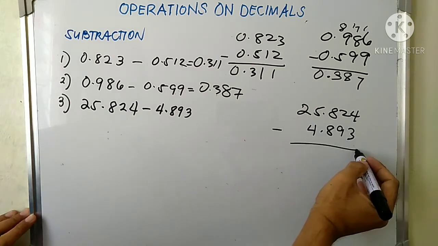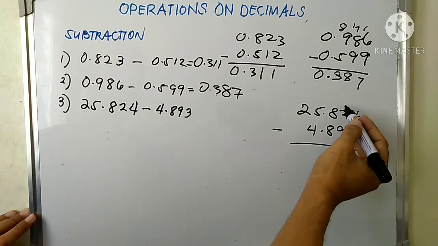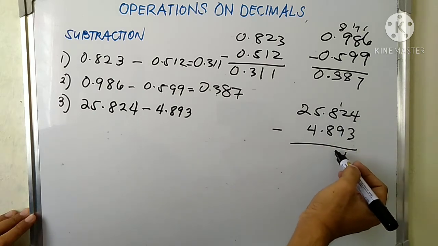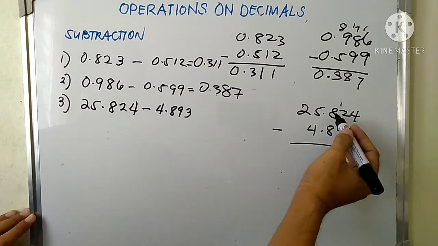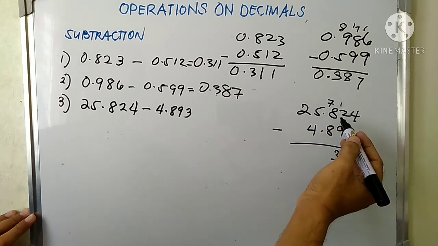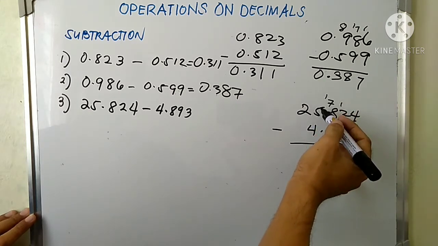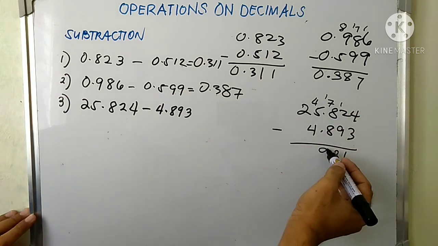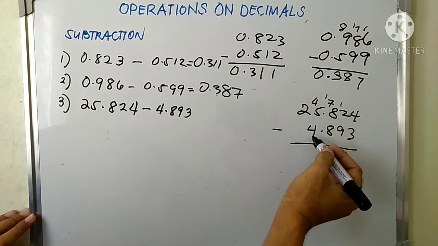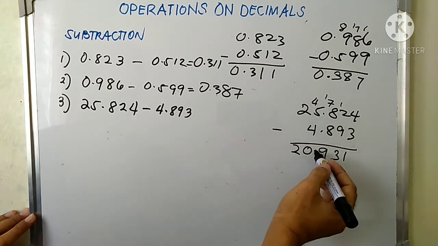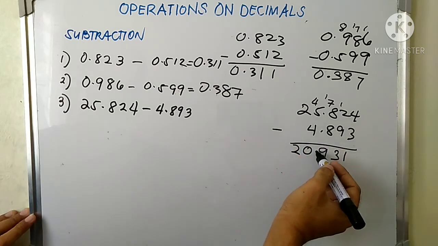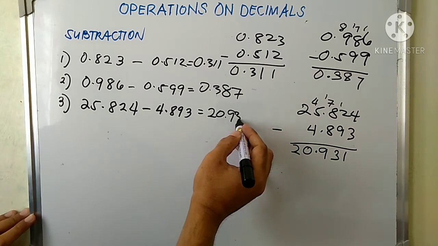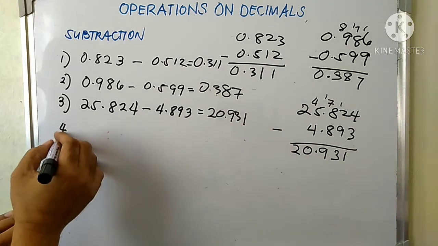Number 3, 25.824 minus 4.893. 4 minus 3 is 1. Borrow 1 from 8. We have 12 minus 9. It is 3. This is 7. 7 minus 8 cannot be. We have to borrow 1 here. Becomes 4. 17 minus 8 is 9. 4 minus 4 is 0. Bring down 2. Align the decimal point. Right here also the decimal point. So the final answer is 20.931.